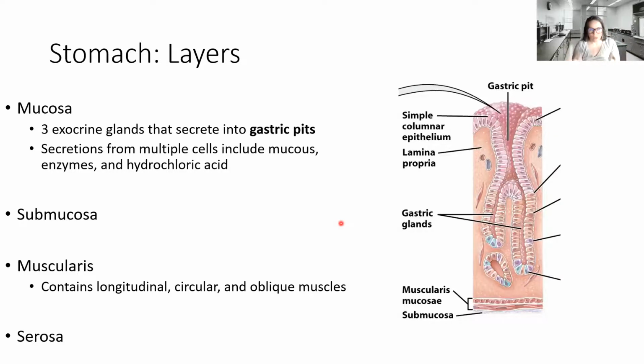Its mucosa is modified to not only secrete lots of different substances, it has a lot of what we call gastric pits that are lined with a bunch of different types of cells that secrete a bunch of different types of things that you will learn more about in physiology. But it's also more prepared to handle that really, really acidic environment. The submucosa and serosa are unremarkable. There's no differences there.